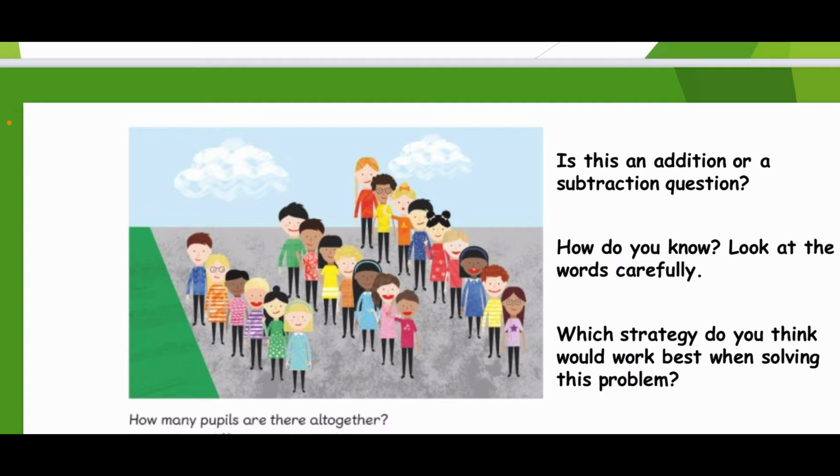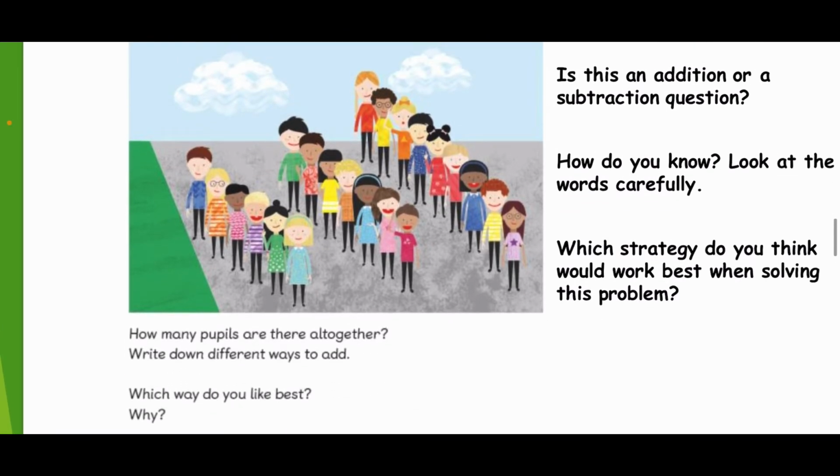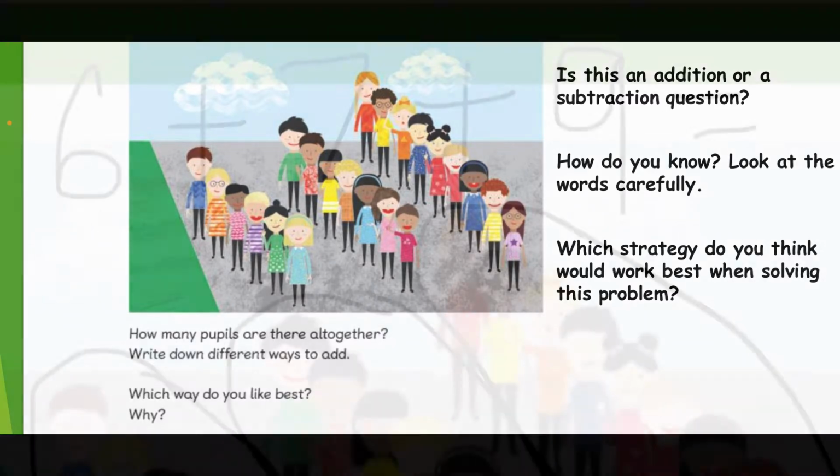Which strategy do you think would be best when solving this problem? How do you think we're going to work out how many pupils there are altogether? Which way are you going to do it? Why have you chosen that strategy? Once you've chosen which strategy you'd like to use, get a piece of paper or a whiteboard or anything you have at home and try and work out this problem. You can take a picture of it and you can post it on Teams if you would like, because I'd love to see all the different strategies you can use to solve problems.